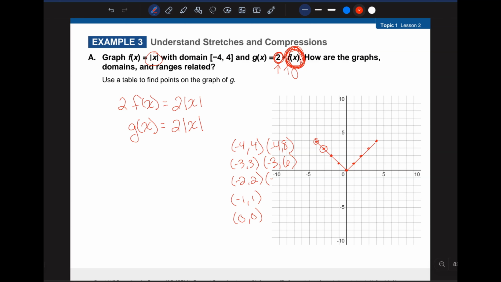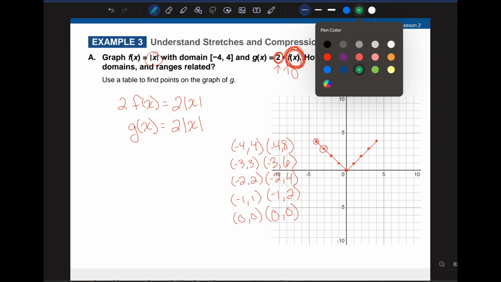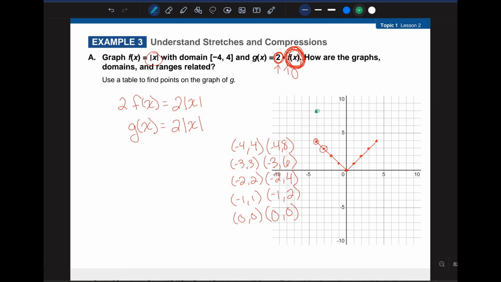Notice I'm not changing the x values. 2 times 2 is 4. 1 times 2 is 2. 0 times 2 is 0. Now when I plot these points, I have negative 4, 8. I have negative 3, 6. Negative 2, 4. Negative 1, 2, 0, 0. And then these are just mirrored across because that would be your axis of symmetry.